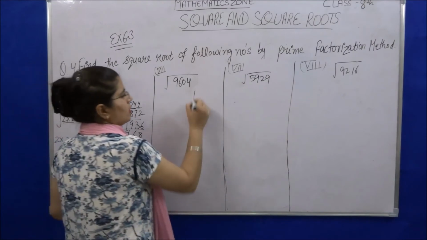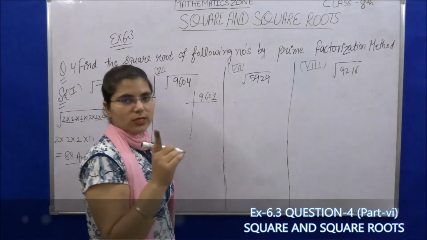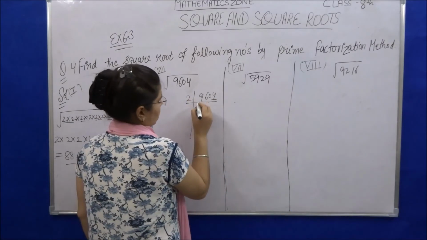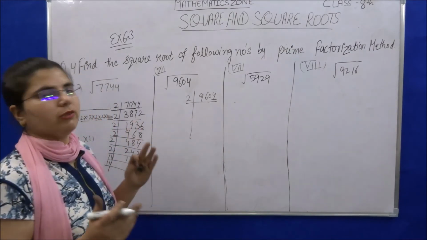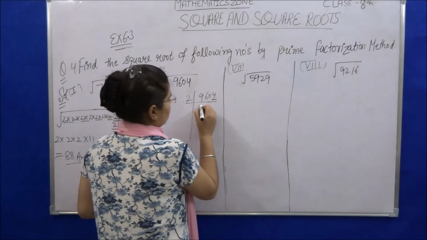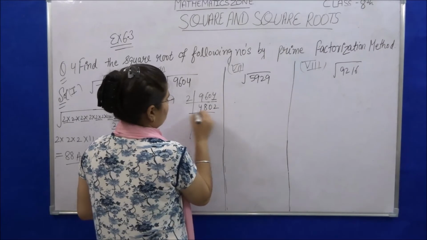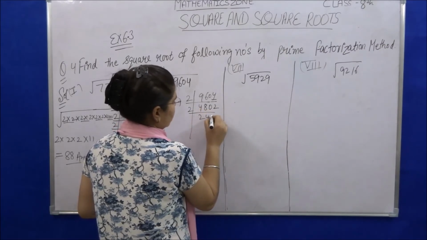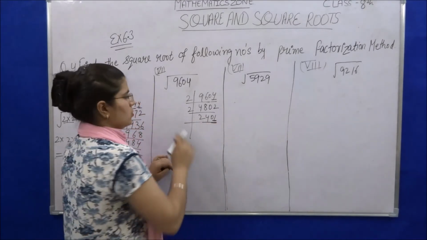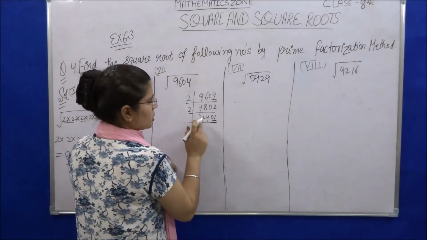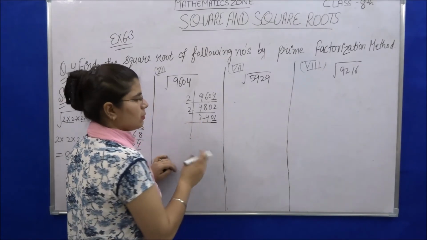Next part, 9604. At the unit digit 4 is present, so we will choose the number 2. We will be choosing from the starting of the numbers 1, 2, 3, 4 and so on. So 2 4s are 8, 2 8s are 16, 0, 2 2s are 4, 2 4s are 8, 0, 1. Now, as at the unit digit 1 is present, so we will not take 2. If we choose 3 as a number, then it's not possible. 4, 5, 6 can't be possible.